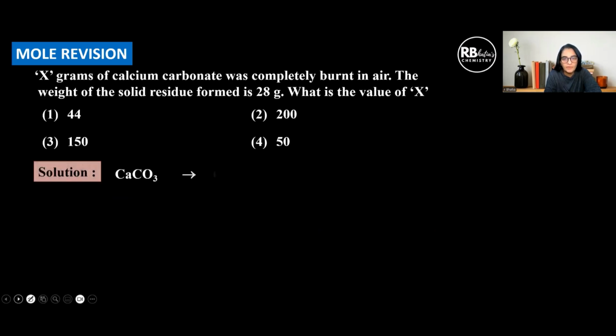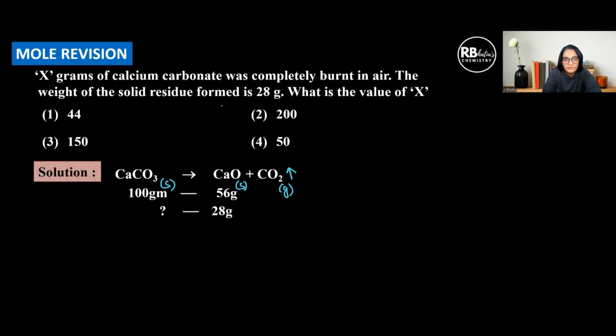One more question. X gram of calcium carbonate was completely burnt in air. What is the weight of the solid residue? Solid residue means calcium oxide, because carbon dioxide, being a gas, will escape. We know the molecular mass of calcium carbonate is 100 and calcium oxide is 56. Since 1 mole of both are involved, 100 gram of calcium carbonate gives 56 gram of calcium oxide, and also 44 gram of carbon dioxide, but that escapes, being a gas.